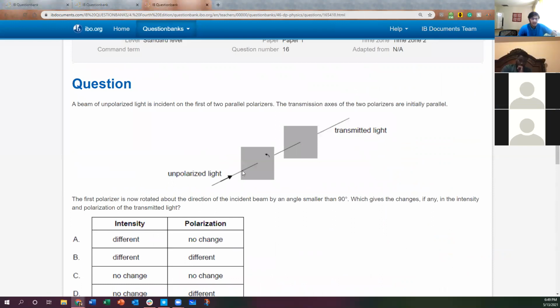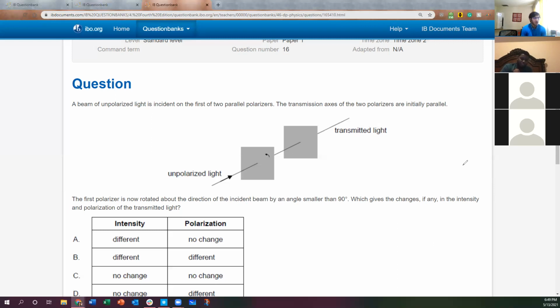A beam of unpolarized light is incident on the first of 2 parallel polarizers. So they're the same angle right now. Okay, so if they're the same angle, that means all the light passes through because cos of 0 is 1. Now the first polarizer is rotated about the direction of the incident beam by an angle smaller than 90 degrees. Which gives the change, if any, in the intensity or polarization of the transmitted light? Okay.